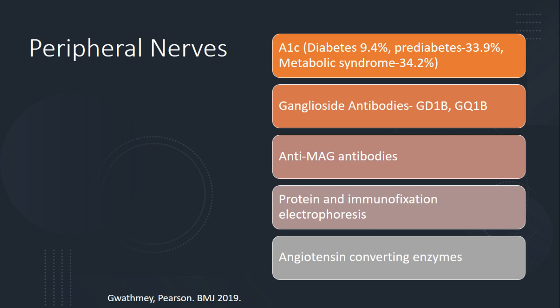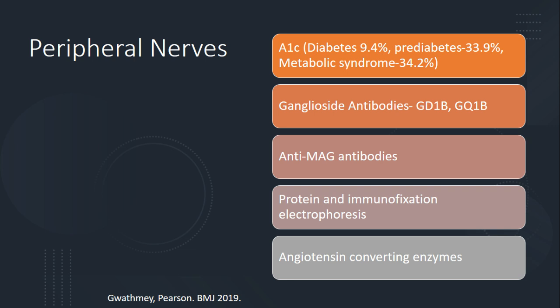The first part is about the peripheral nerve. The most common reason for someone to have peripheral nerve involvement is diabetes. And we know that in our big population, almost 10% of people more than 40 years of age have peripheral nerve involvement because of the sensory motor changes or sensory changes. So diabetes is the most common one.